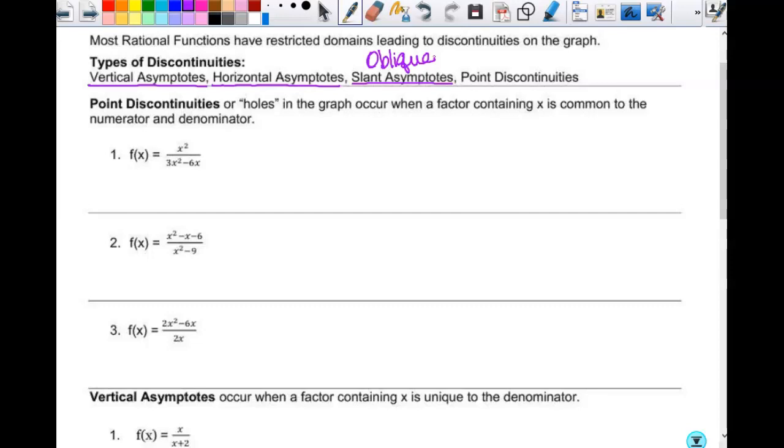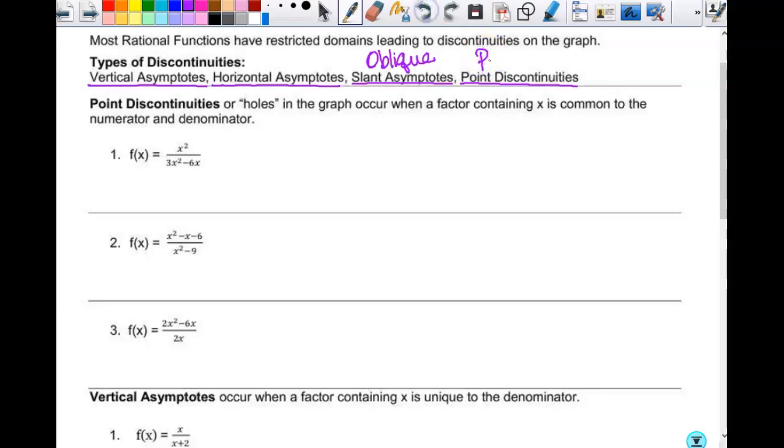All right, point discontinuities. We talked about those at the beginning of the year. What's another word for point discontinuities? No, but that is another discontinuity. I got that last period too. If it's a point, that means there's a hole, which means something got taken out. So what's another word for removed? So it's removable.